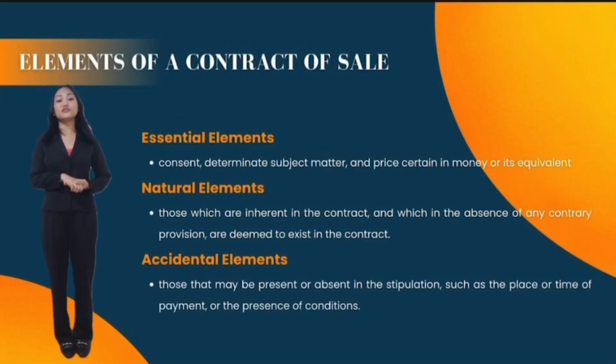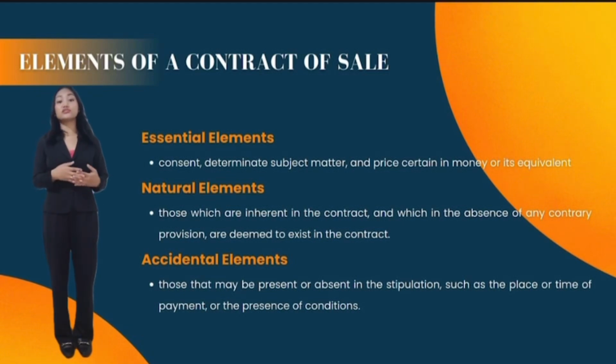A contract of sale is composed of three essential elements: consent, or the meeting of the minds between the seller and the buyer; a determinate subject matter, meaning the object of the sale must be clearly identified or identifiable; and a price certain in money or its equivalent. The consideration must be fixed or ascertainable in monetary terms.